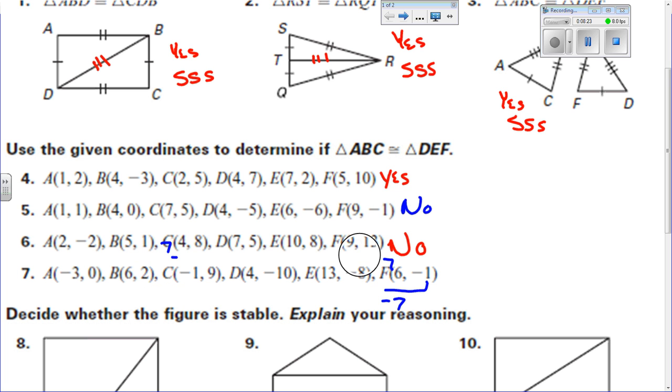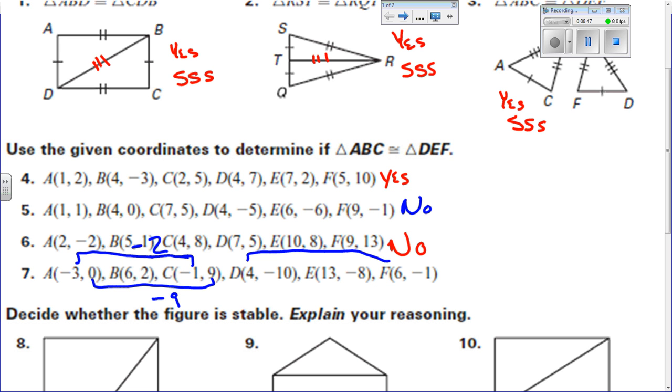Now you have to check AC and DF. AC, negative 3 minus negative 1. That gives you negative 2. 0 minus 9 is negative 9. 4 minus 6 is negative 2. Negative 10 minus negative 1 is negative 9. End up with the same numbers, so that would be a yes.